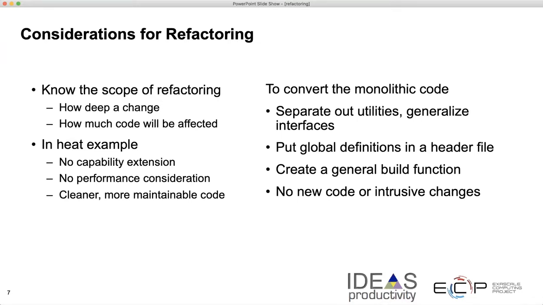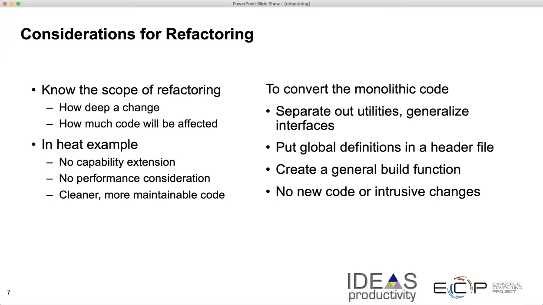So again, to answer those questions in the context of the heat example that we're working with, we are not looking for any capability extension here. We do not have any performance considerations. All that we want is a cleaner, more maintainable code. And so how are we going to affect the code? We are going to separate out the utilities and generalize the interfaces. We will move the global definitions out from the one big chunk of code into a header file.